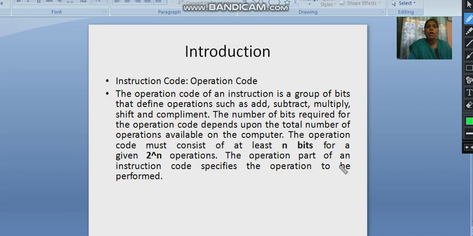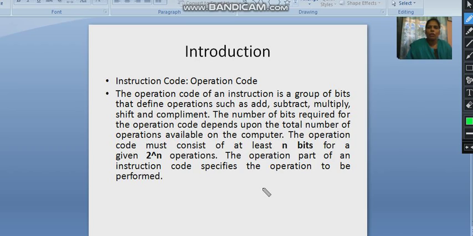Okay. So, the operation code of an instruction is a group of bits that defines operations such as add, subtract, multiply, shift, and complement. The number of bits required for the operation codes depends upon the total number of operations available on the computer. The operation code must consist of at least n bits for a given 2 raised to power n operations. If we are using n bits to represent the operation code, then we can perform 2 raised to power n operations in that computer system, or provide the commands in that number of types.